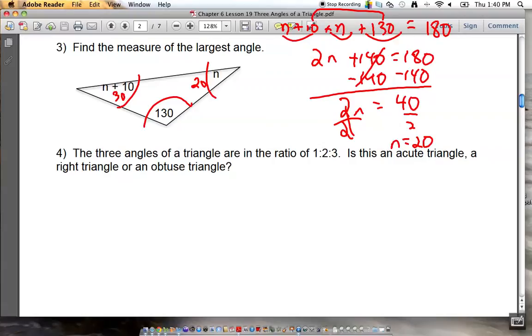In fact, I really didn't even need to do all that work to show that it was 130, because if you've got to add up to 180 and one of them is already 130, the other two can't possibly be bigger than that. That can never happen. Okay, number 4.